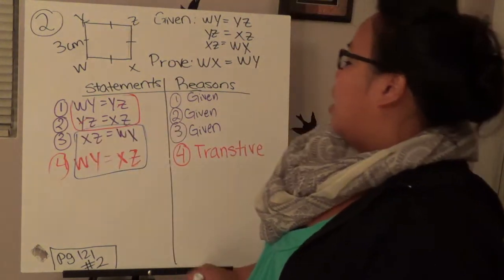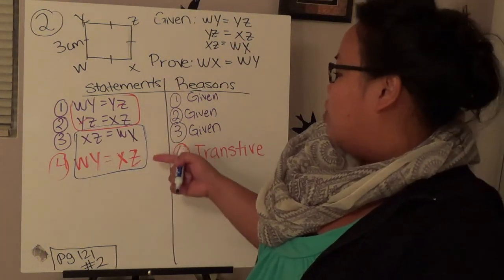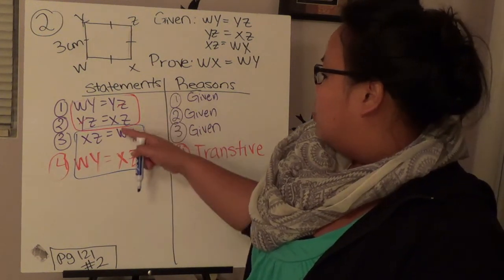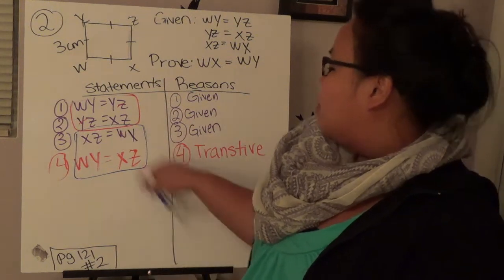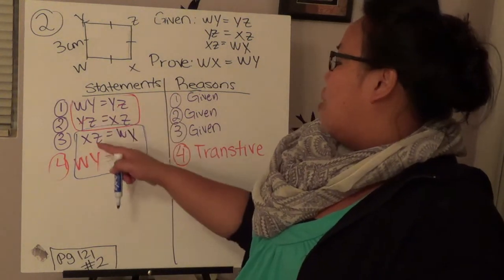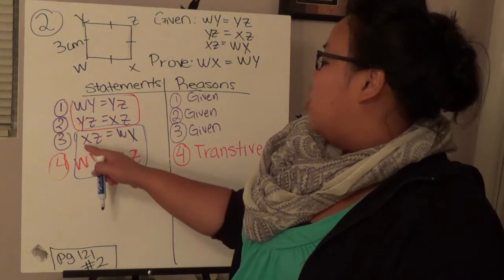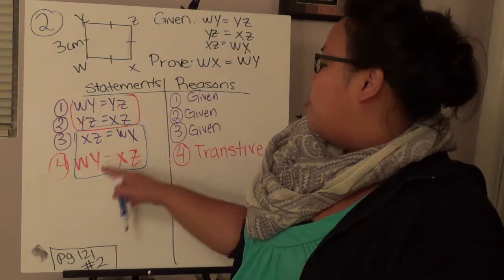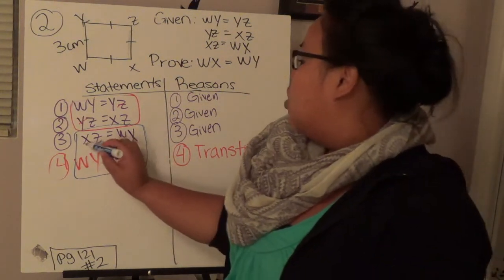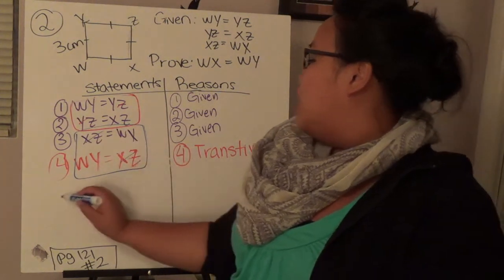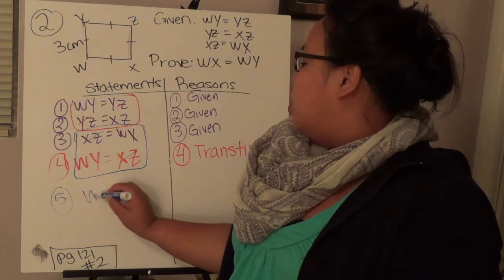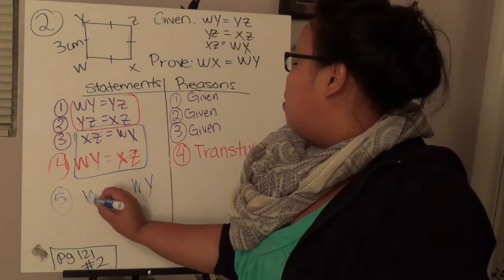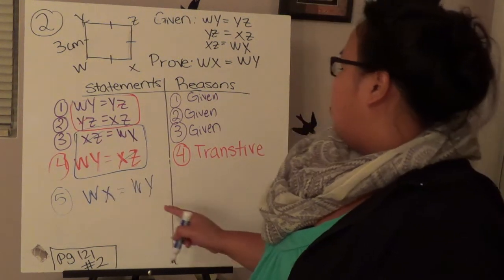Okay? Now this one is very similar to the other one. We have something in common. They might not be in the same places, but we know that XZ equals WX, and we know that WY equals XZ, but they both equal which one? XZ. So we can go ahead and take out XZ, and what do I end up with? WX equals WY.